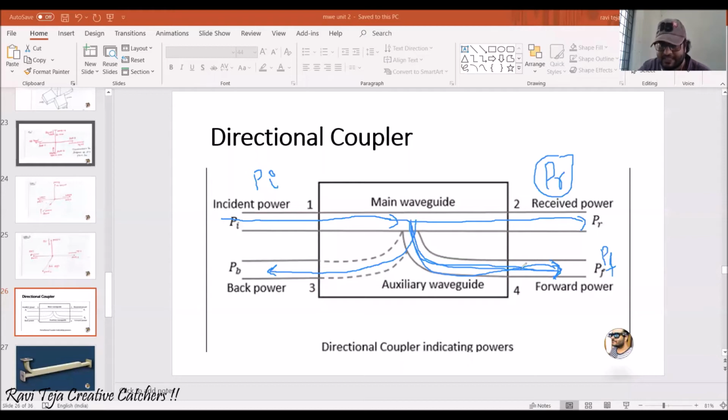Whichever signal is reflected back comes to the back power port. Mostly in waveguides or directional couplers, the reflected power or reflected microwave signal will be very, very less. That's why this back power port is always shorted, or one of the ports will always be shorted. This is how a directional coupler works.